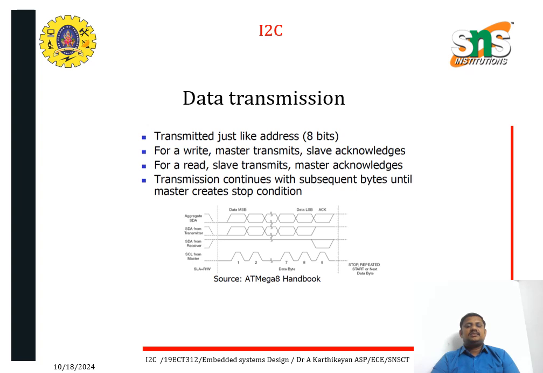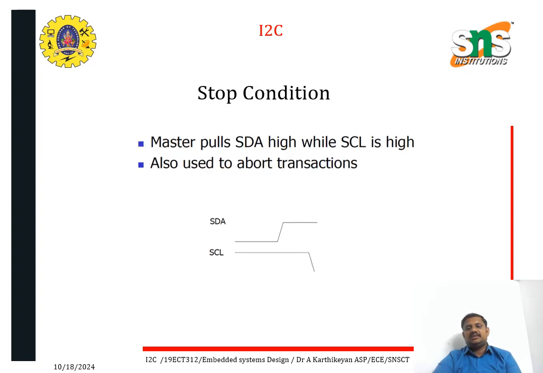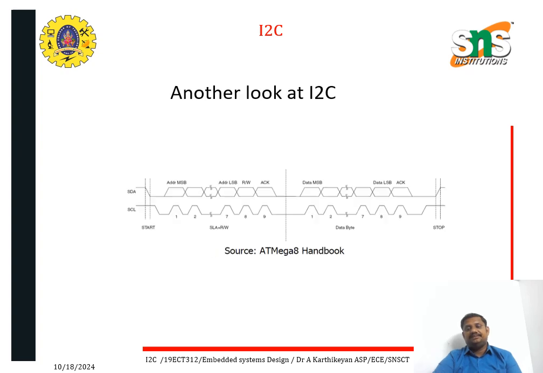For data transmission, after the 8-bit address, for a write the master transmits and the slave acknowledges. For a read the slave transmits and the master acknowledges. The transmission is continuous with subsequent bits until the master or slave creates a stop condition. These are the main parameters of the I2C conditions. This is the SDA and SCL we already saw. For reading and writing we use low and high, compared with the opposite.